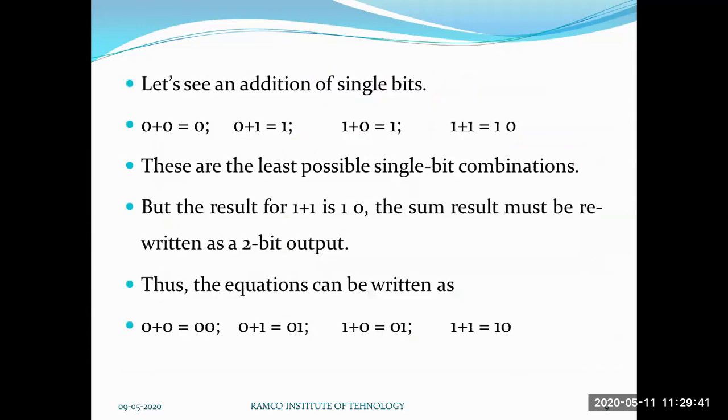So now we will see the binary addition of two single bit numbers. 0 plus 0 will give 0, 0 plus 1 will give 1, 1 plus 0 will give 1, 1 plus 1 will give 1 and 0. So 0 is sum here and 1 is carry here.